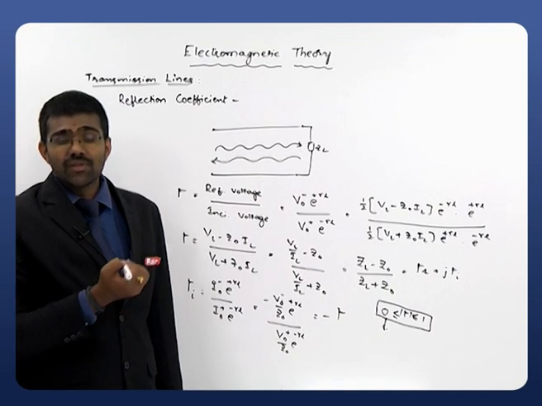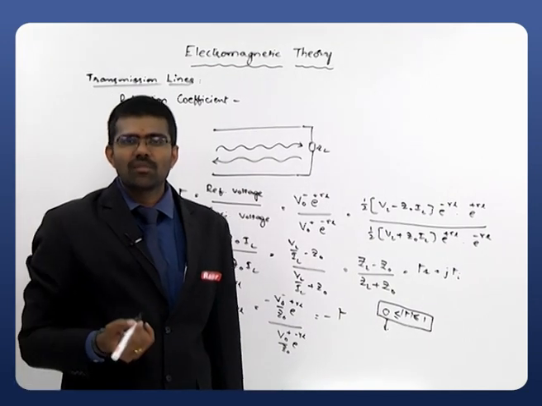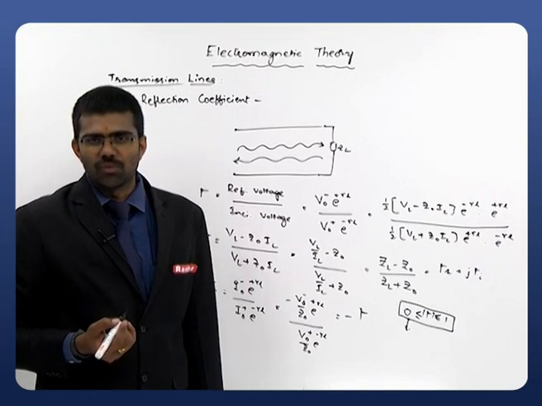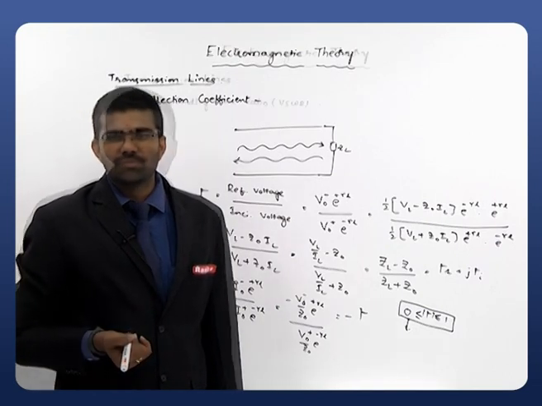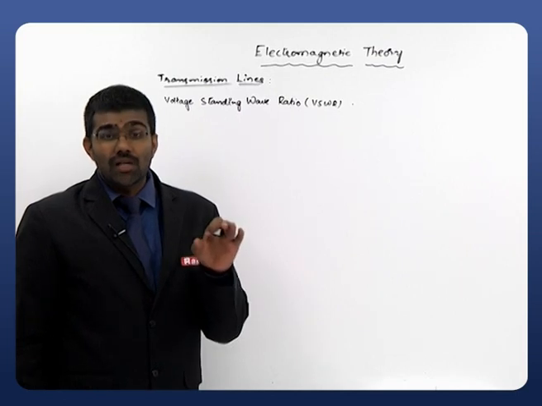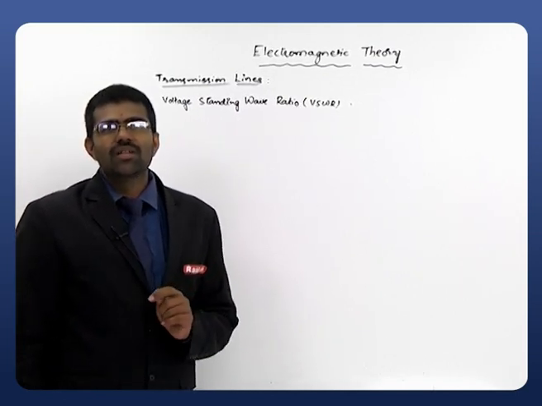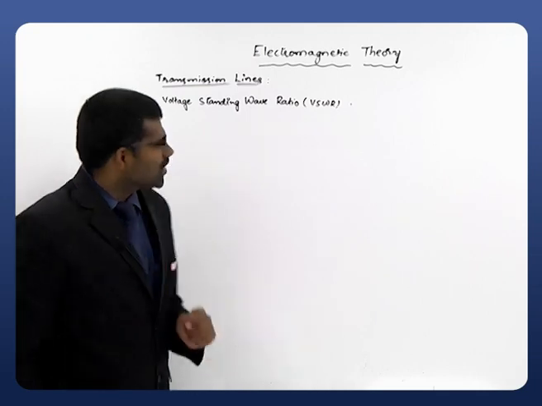Now using this reflection coefficient we are going to go for one more simple but very important parameter called the voltage standing wave ratio. What is that voltage standing wave ratio? Already we observed a standing wave in our wave propagation. Here also we can observe the voltage standing wave. So what is a voltage standing wave?